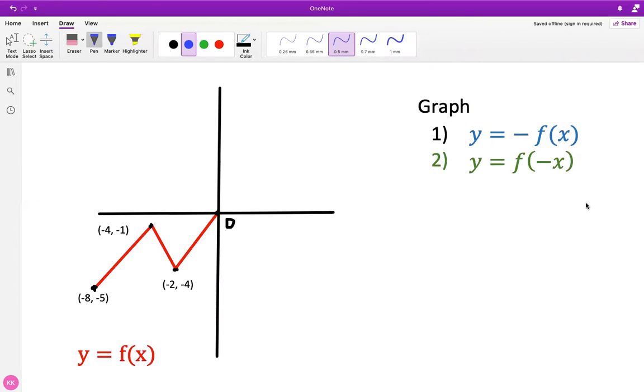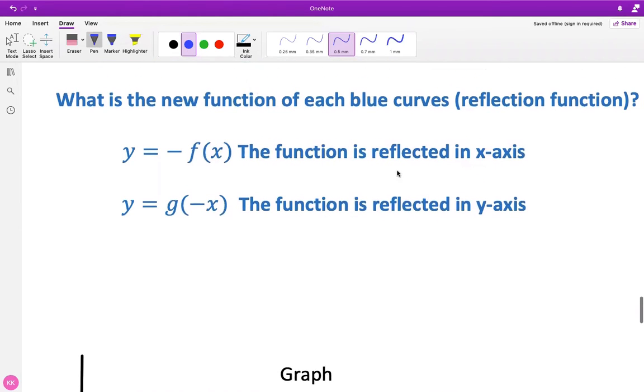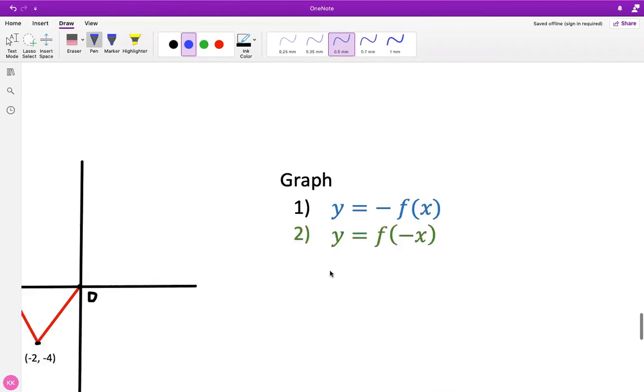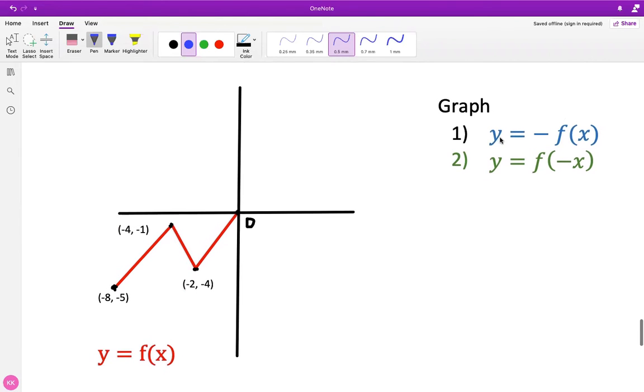Let's do these two questions together. We have y equals negative f of x in the first case. Negative f of x tells me that I need to reflect the original function in the x-axis. This is my x-axis, and I want to reflect this image in the x-axis to get the first function, y equals negative f of x. In this function, I have 4 points here. The first thing you need to do is always locate these points in the new function. Let's do this one first.